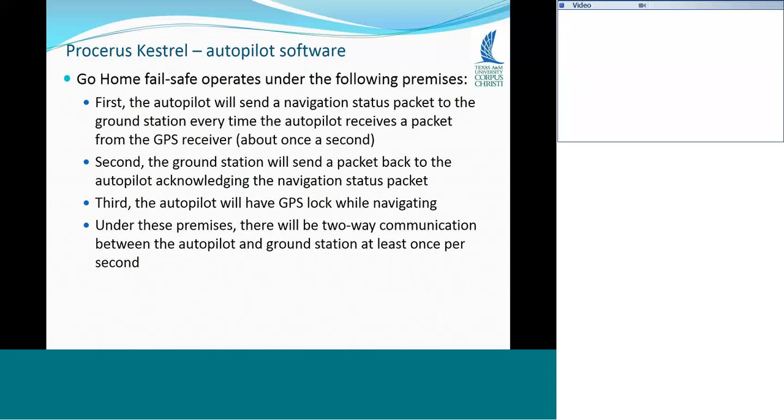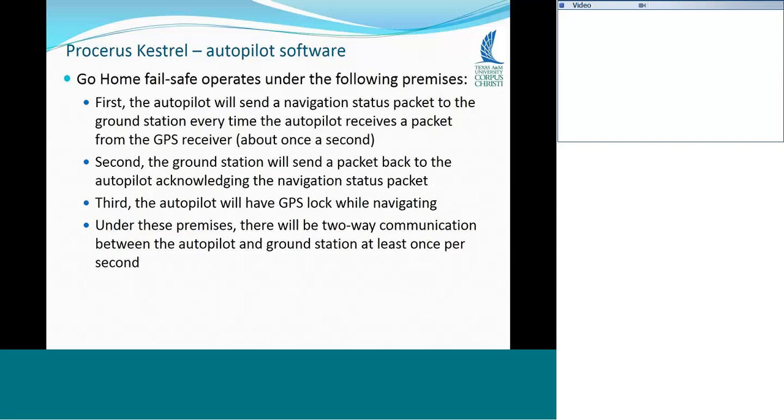And this is similar to the way the RS-16 works. The autopilot will send a navigation status packet to the ground station every time the autopilot receives a packet from the GPS receiver. All right, so the autopilot gets the input from the GPS, sends a status packet down. The ground control station says, all right, I got the packet, and I'm letting you know I got the packet. So it sends an acknowledgement packet back up, okay?